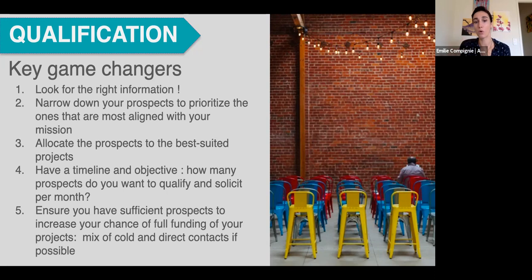So mix cold contact and direct contacts if possible. So it's really about diversifying. It's the different types of prospects, the different types of donors, but also diversifying in the sense that if you only send, I don't know, 2 requests for one project, then the conversion rate is usually quite low. So you need to actually send much more requests to ensure that you get sufficient funding for your project. So just keep that in mind.